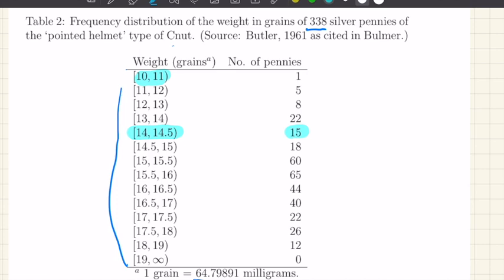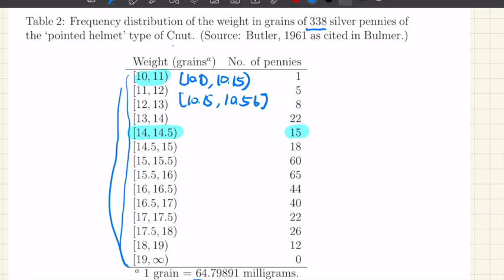So we could have used intervals like 10.10 to 10.15 and 10.15 to 10.56. It can be any intervals. These choices of numbers are just arbitrary. So that's one difficulty in dealing with continuous random variables.